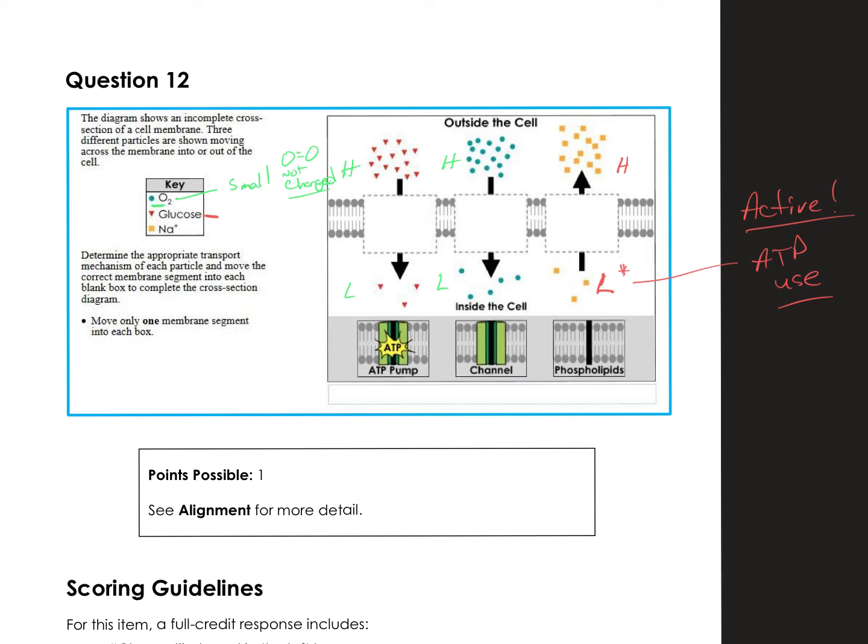Glucose, our friend glucose, we keep seeing it over and over again. We know it's big. We know it needs help. We've looked at insulin as an example many times throughout the year. And sodium is charged. It's small. It's actually smaller than oxygen, but it's charged, and so it won't get through easily. So the big one here, glucose, is going to need help, but it's going from high to low, so it doesn't need any ATP. So it needs a channel. So you would have to put the channel protein here.